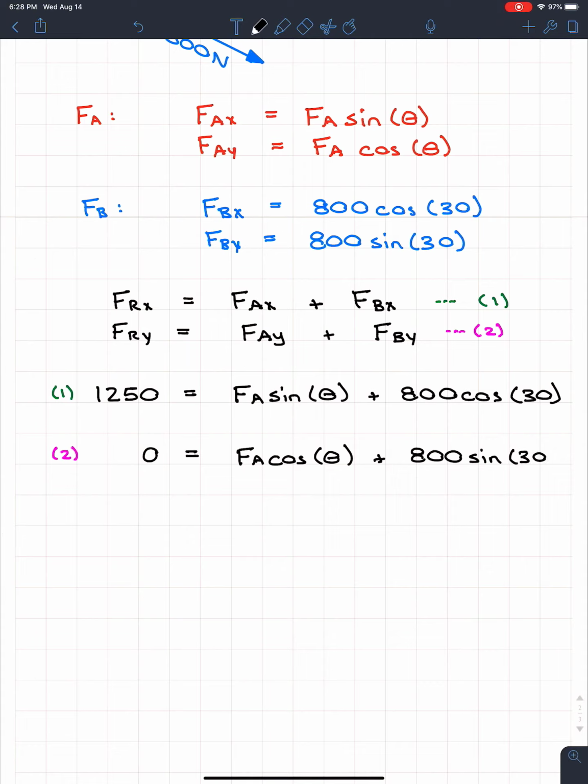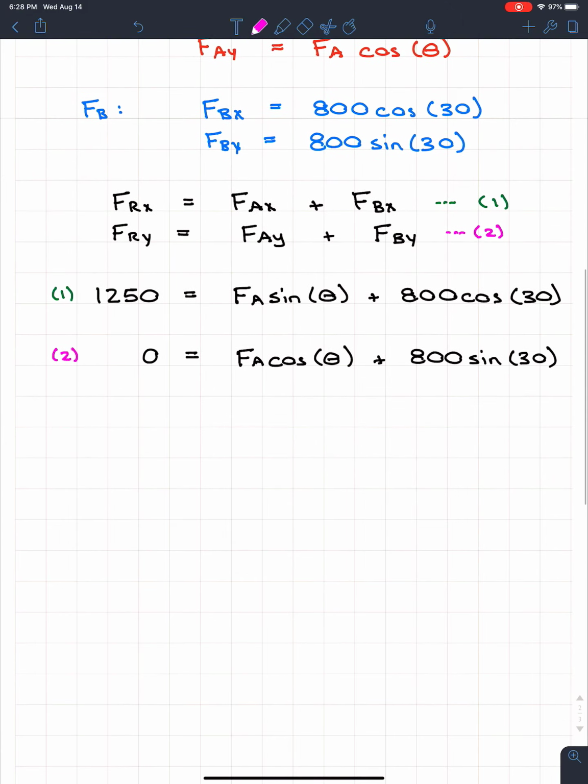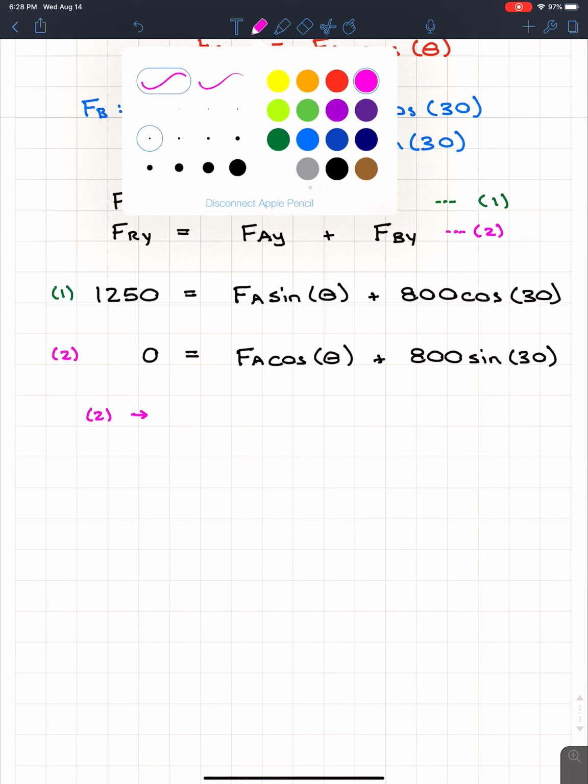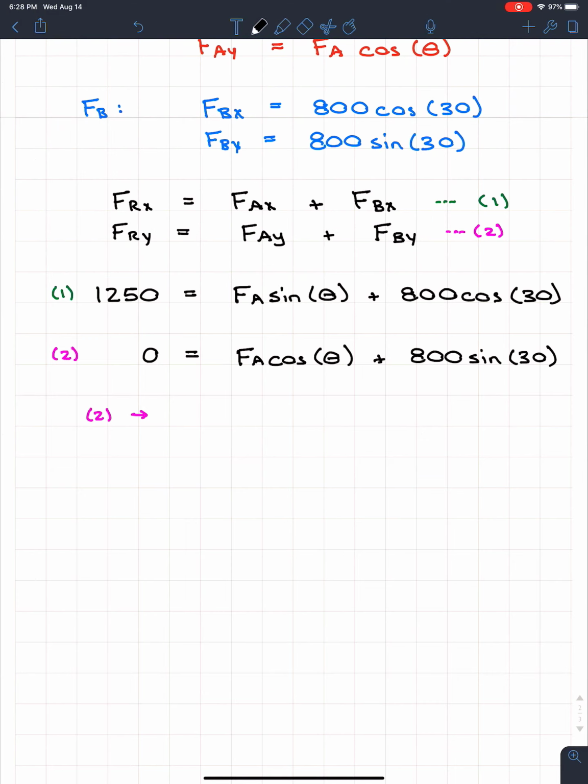Perfect. So now we have 2 equations, we have two unknowns, we can begin to solve all of these things. So to solve, I'm going to start with equation 2. So from equation 2, and the reason why I'm starting with equation 2 is because one of the sides is 0. It's very easy to start rearranging everything if that's the case, and it's 0.